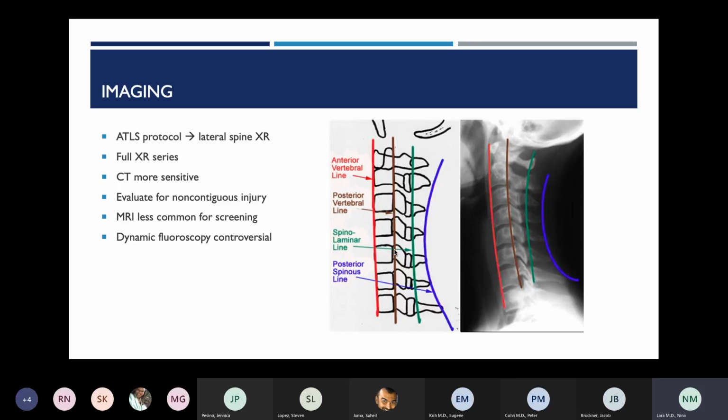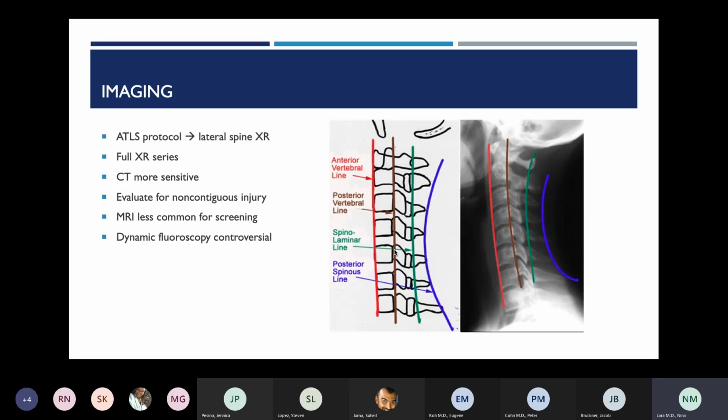Full series include AP, lateral, and open mouth odontoid. Flexion and extension views are not adequate to assess for ligamentous injury because the patients often have been found to voluntarily guard in 33% of the cases, so definitely not useful.